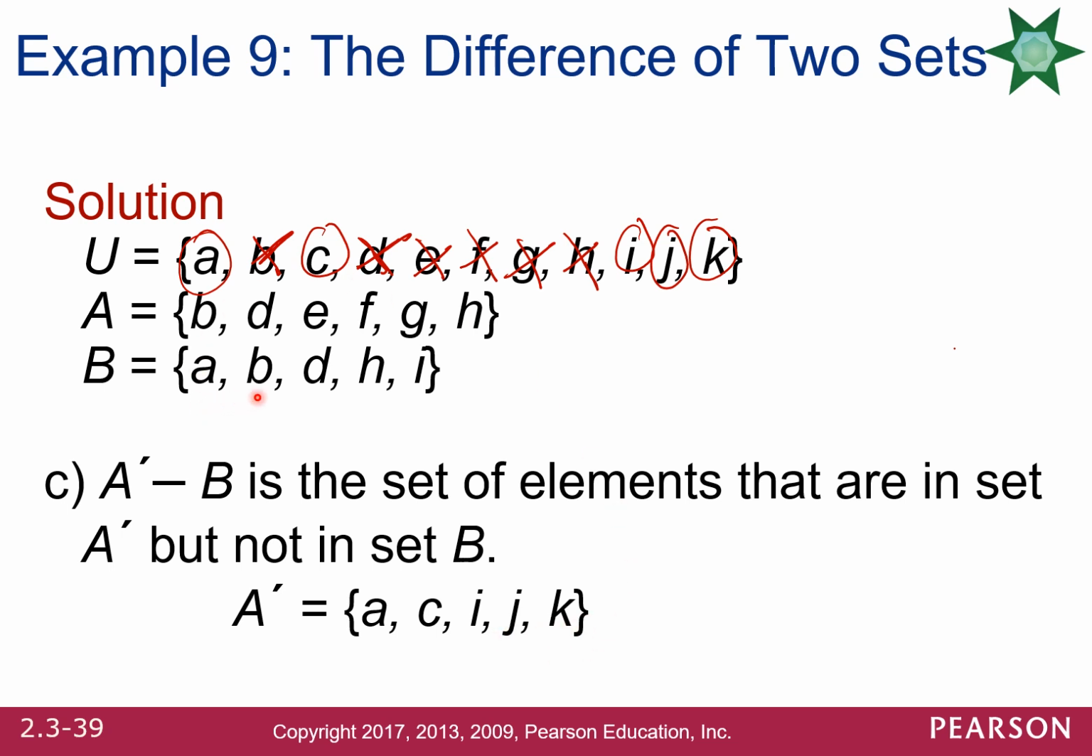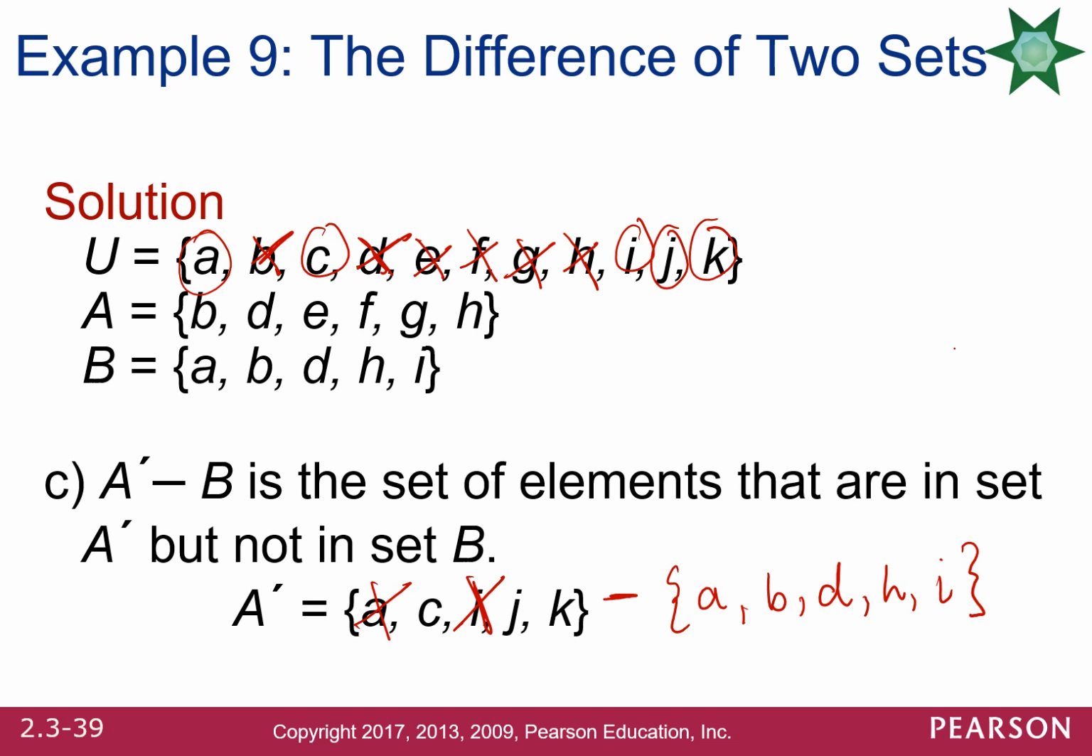And then from there, we have to subtract B, that means the elements in B. So it's minus A, B, D, H, and I. We have to eliminate the elements in set B from the elements in A naught. So we eliminate the A. There's no C. We have to eliminate the I. And I think we are good with the rest. So the final answer should be C, J, K.